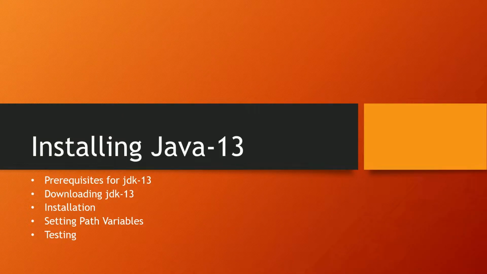In this video we will see how to install JDK 13 in our computer system. First we will see what the configurations for JDK 13 are, then we will download JDK 13 in our system, and then we will see the complete installation process. After that we will set the path variables for Java, which is a very important task, and in the end we will test whether Java 13 has been installed or not. So let's get started.